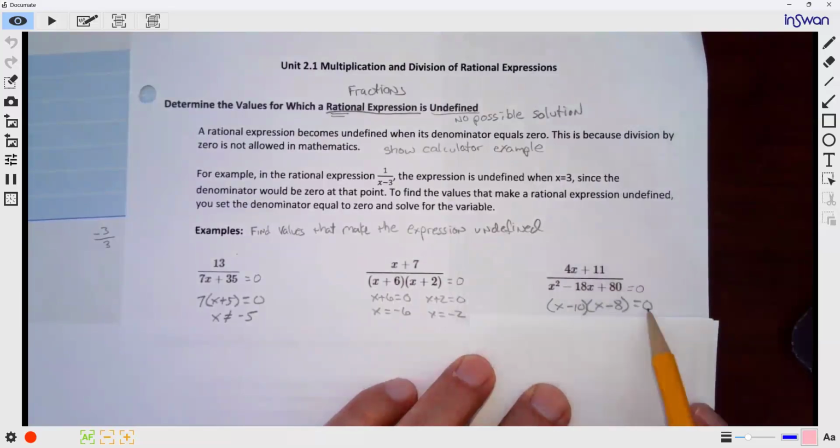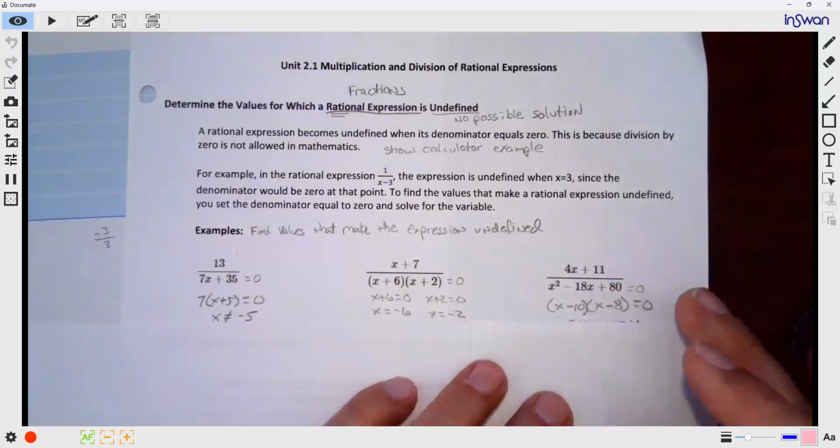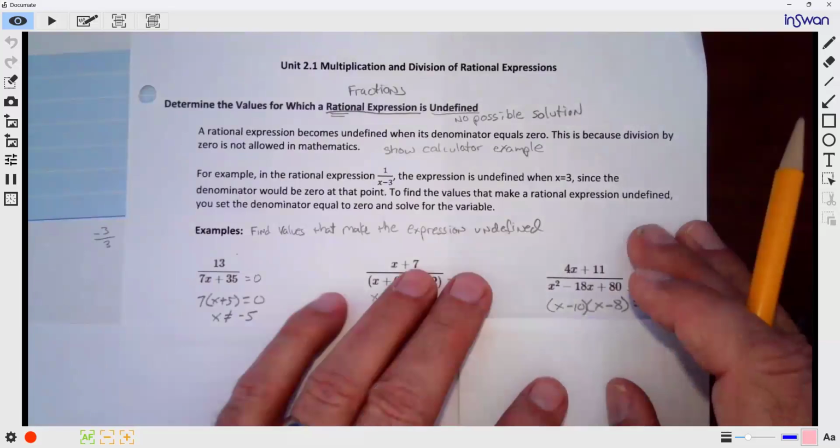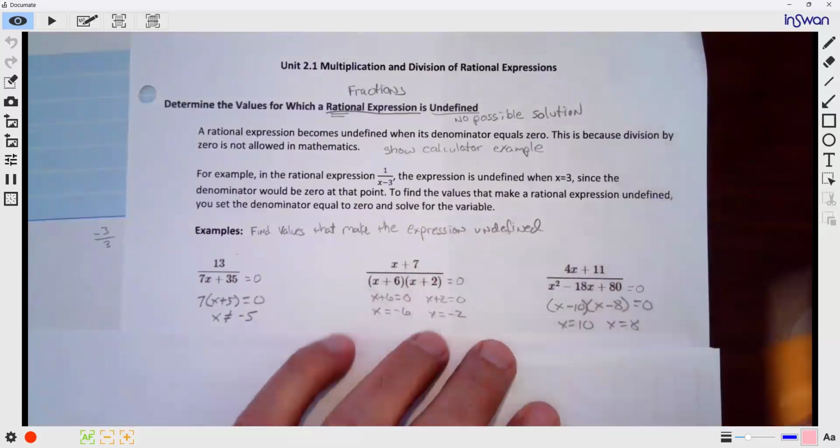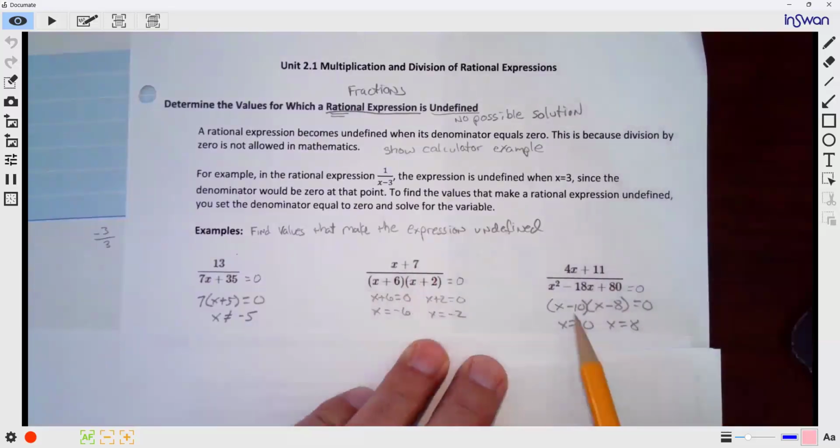Once I factor it and set it equal to zero, each of these factors gets set equal to zero to find values that would make the denominator zero. So if I put a 10 or an 8 into this expression, either one of those is going to produce an answer of zero, which cannot be, because you cannot have a zero in the denominator.